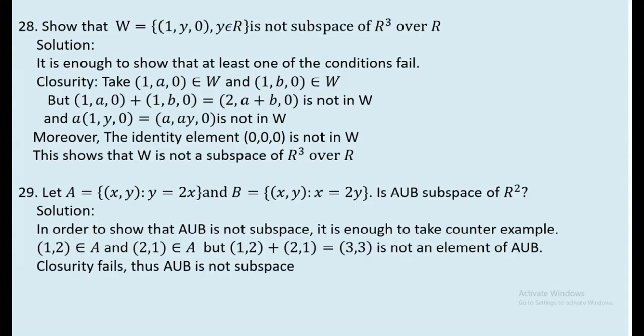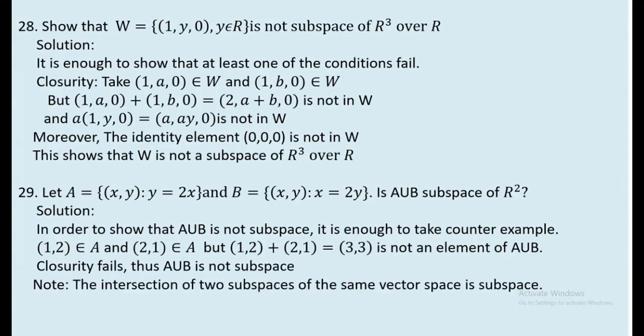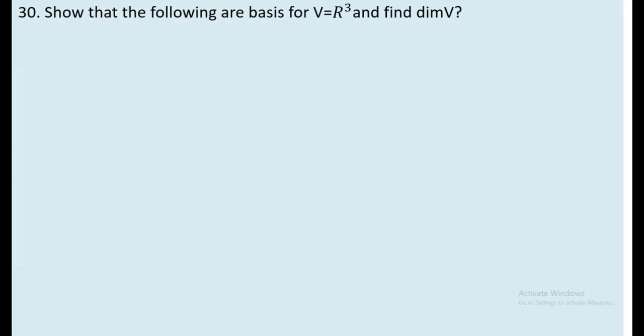So there is one thing that I would like to tell you as a tip here. Whenever you unite two subspaces of a certain vector space, the union may not be a vector space. But this is not true in the case of intersection. The intersection of two subspaces of the same vector space is always a subspace of that vector space, students. So please understand that.